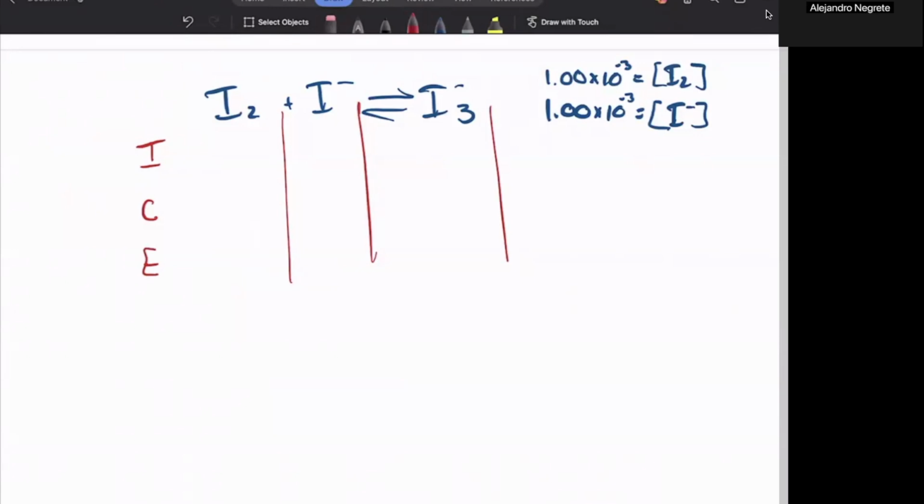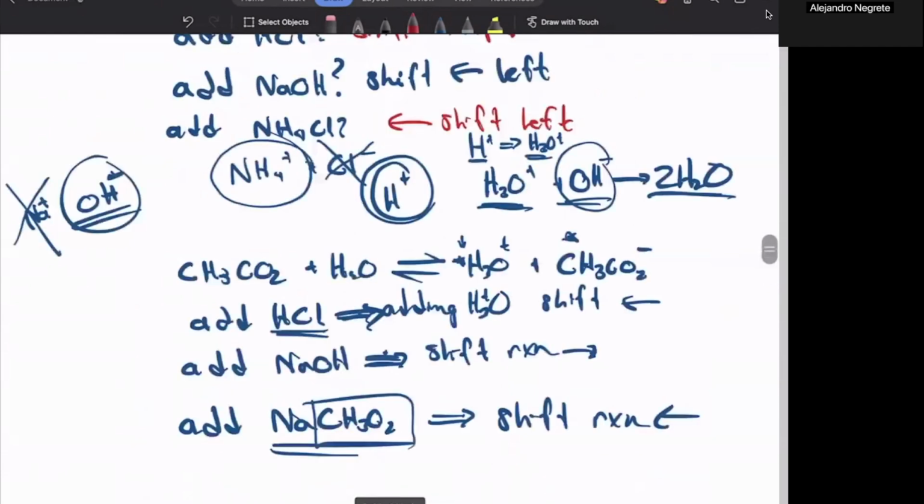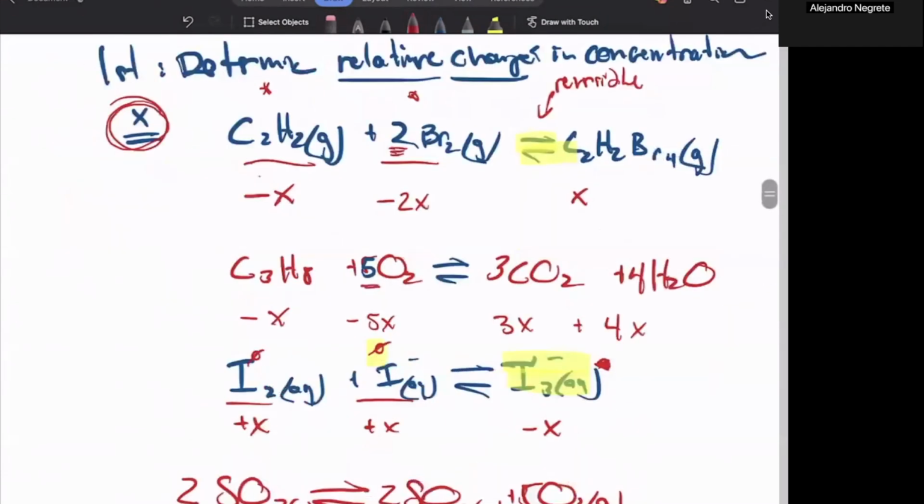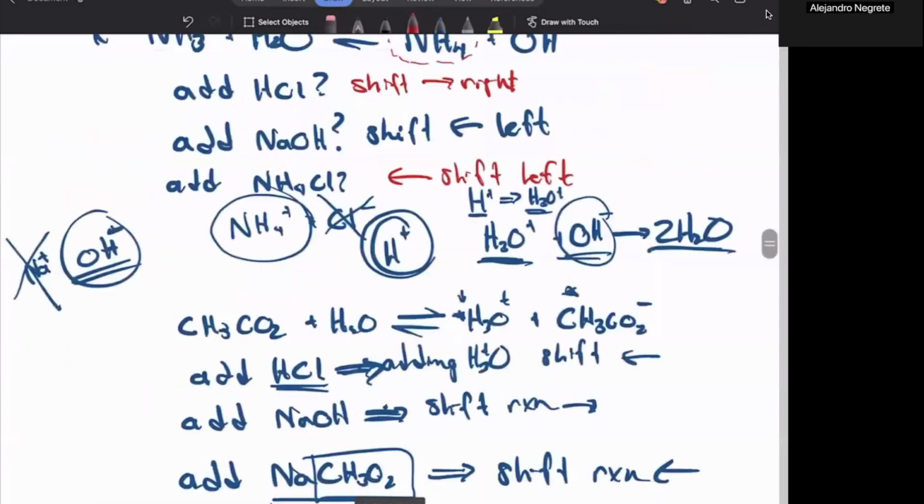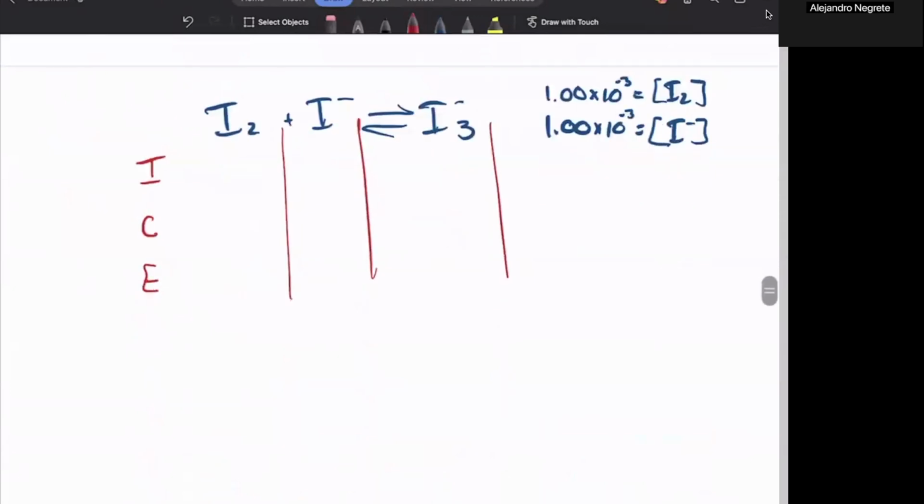So when we were practicing relative changes in concentration, we were using x, right? Minus x, minus 2x, plus x, minus x. And this all depends on the starting material that we have. So we have our reaction, right? So now ICE, I for initial, right? What are the initial concentrations?